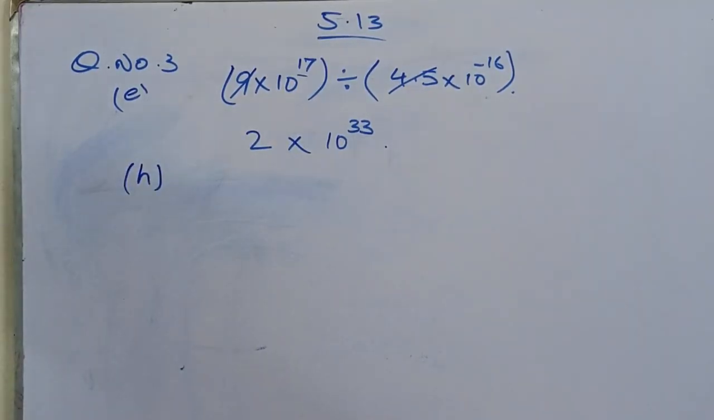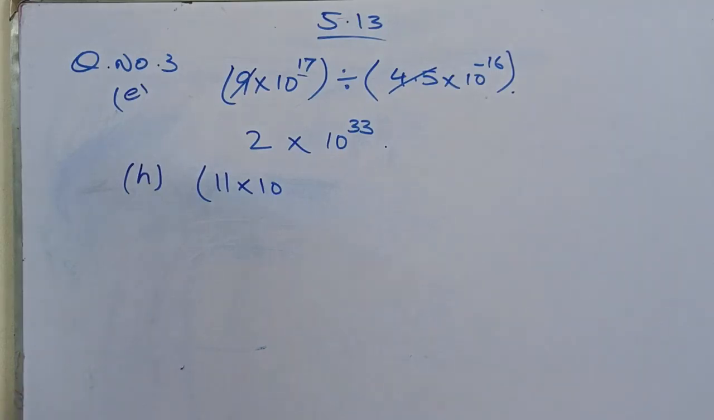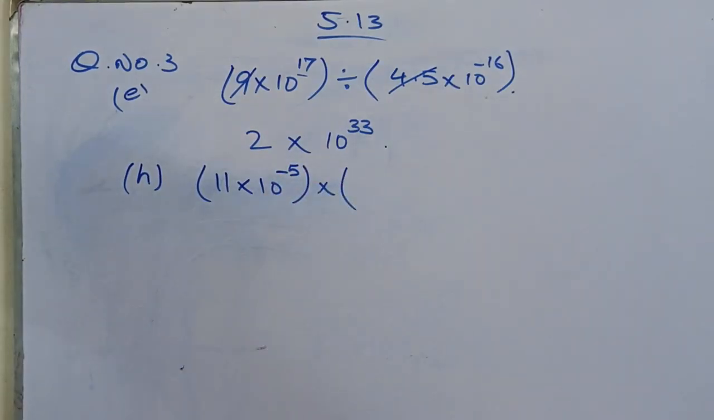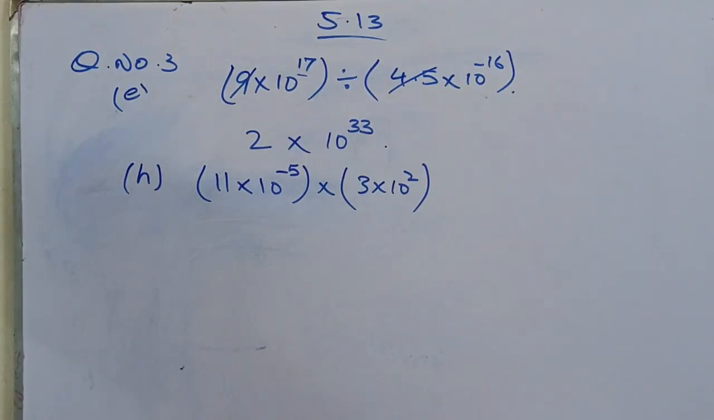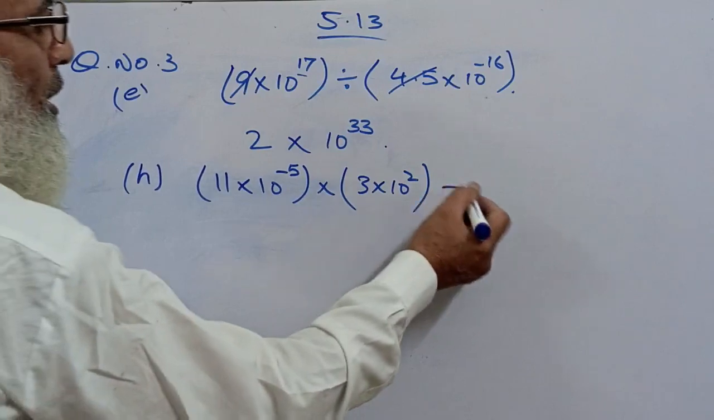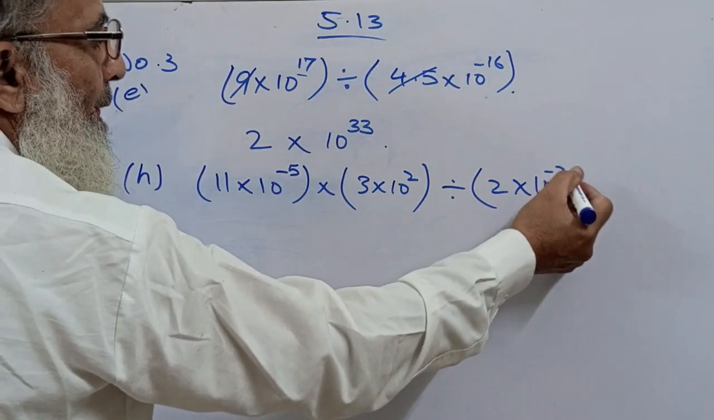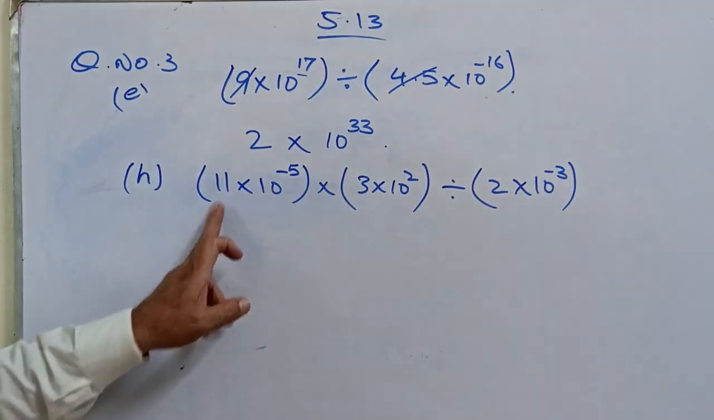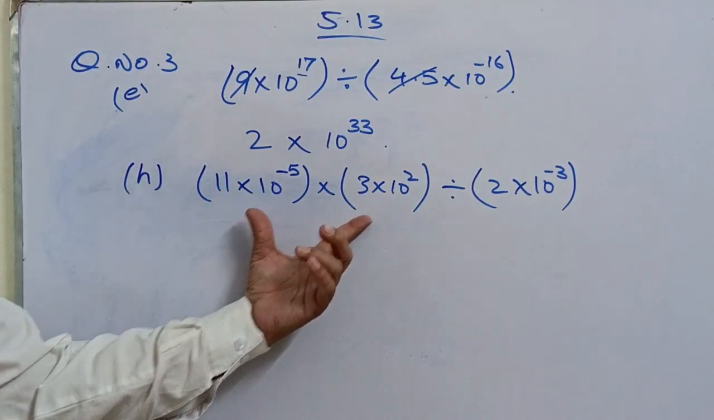Part H. And part H is a compound of multiplication and division. 11 into 10 raised to power minus 5, multiplied by 3 raised to power 2, 3 into 10 raised to power 2, and divided by 2 raised to power minus 10, 3. Now this is the whole question over here. So you see that these two are being divided. These two are being multiplied, and the powers will ultimately be added together.